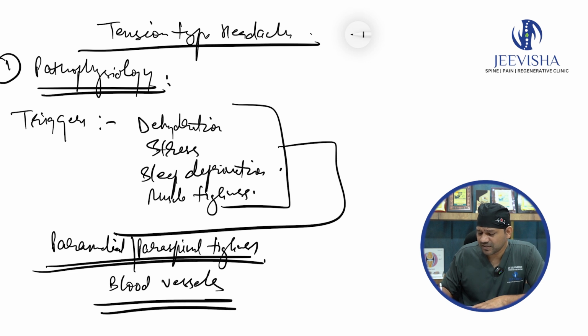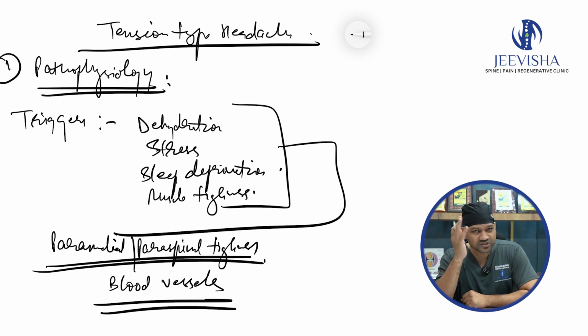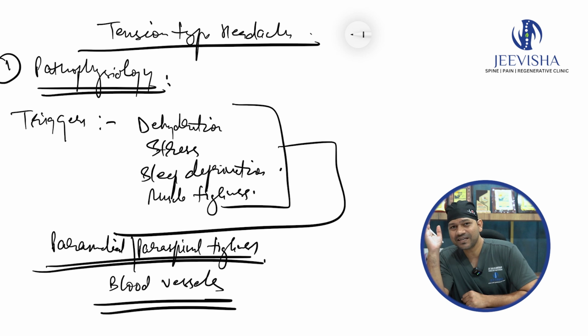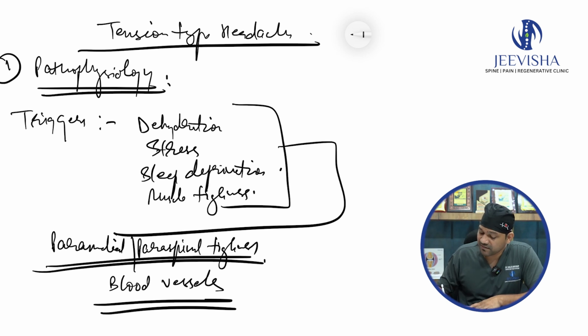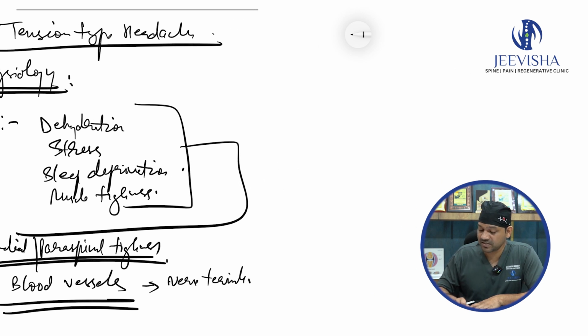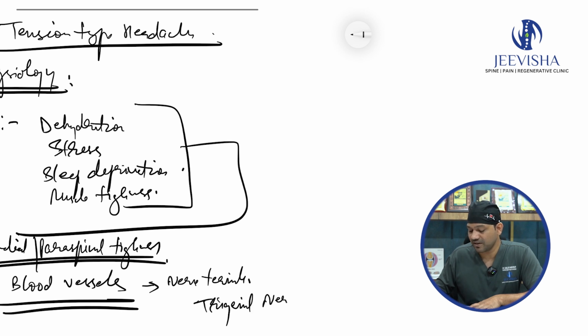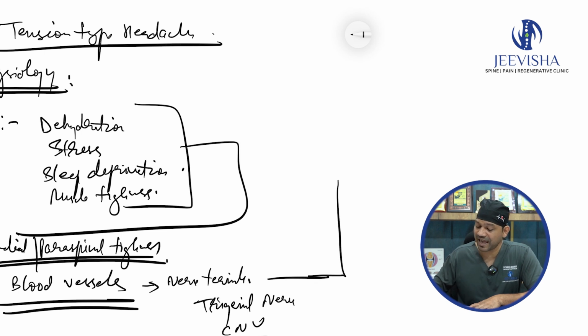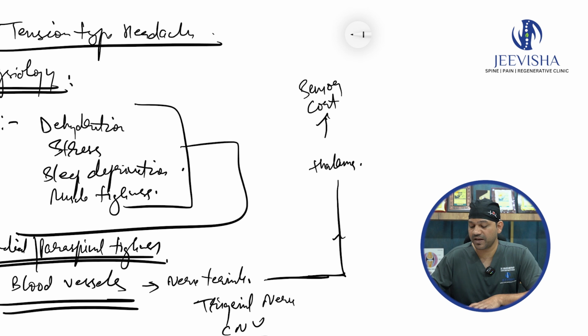We know that the nerve which basically supplies all the structures of the face and the head is mainly the trigeminal nerve. So the nerve terminals near the blood vessels are activated because of this inflammation, and these nerve terminals are of the trigeminal nerve, that is cranial nerve 5. Now this will sense it as nociceptive pain, and it will send signals towards the thalamus, from where it is relayed to the sensory cortex of the brain.